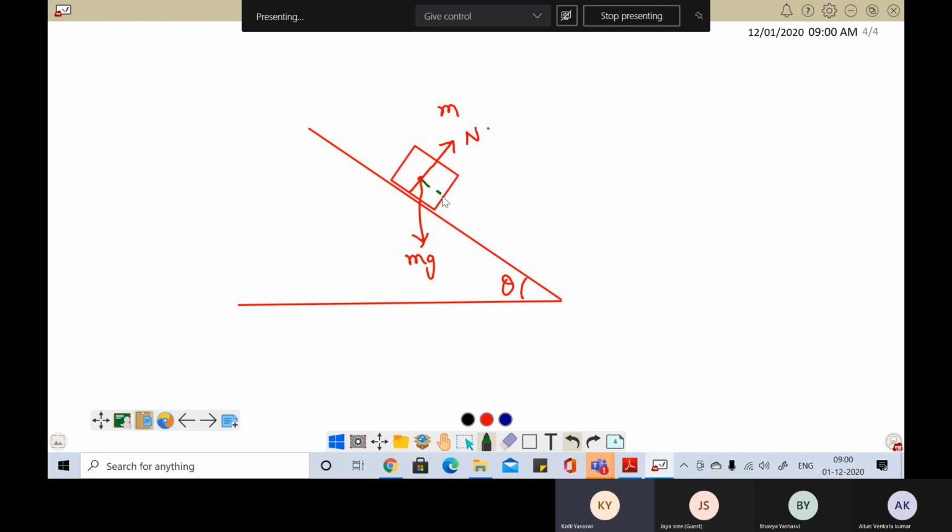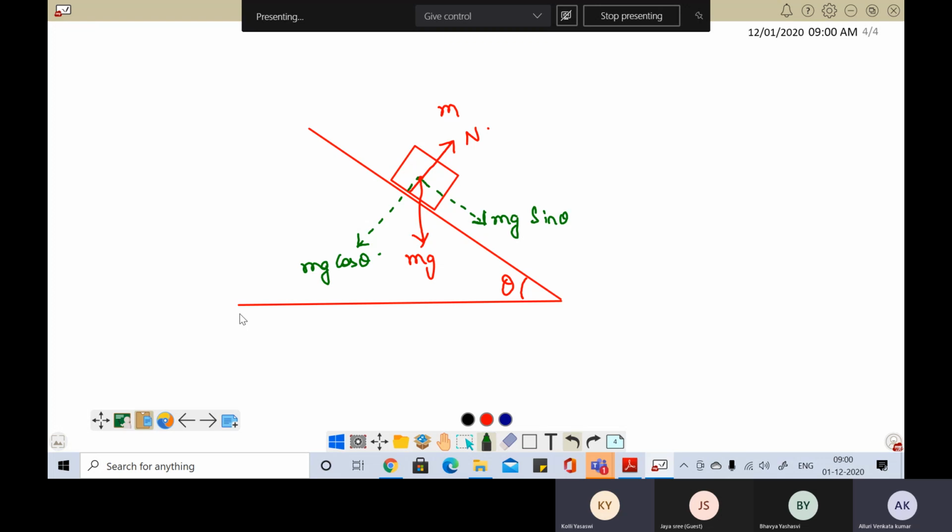So it will be mg cos theta downwards and mg sin theta towards... Which one is mg sin theta? This one? Yes, sir, that one. That is mg sin theta, correct. And this will be mg cos theta. Are these the only forces acting?